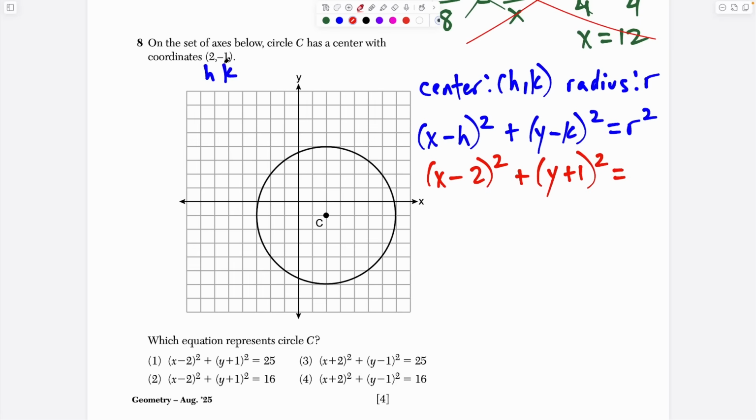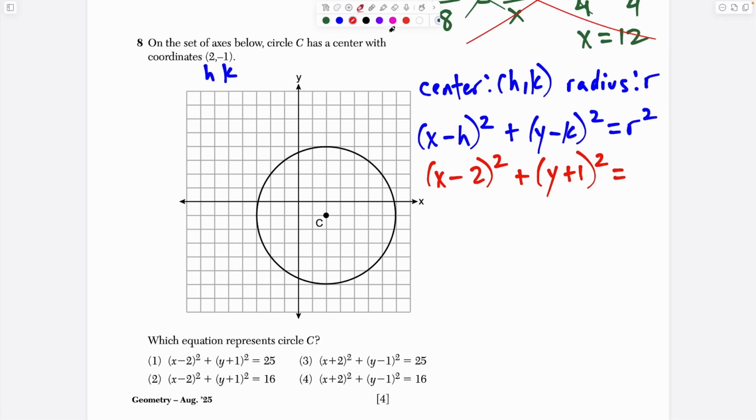So what I like to remember is when I'm writing the equation of the circle when I have the center, is I just take the opposite of whatever the x and y is. So I say my x is 2, so I have x and then -2, and that's being squared. And then I have y in parentheses. Instead of -1, I get +1, and that's being squared.